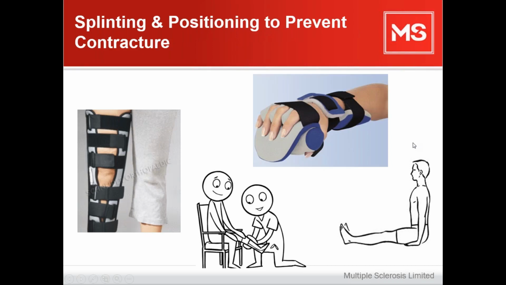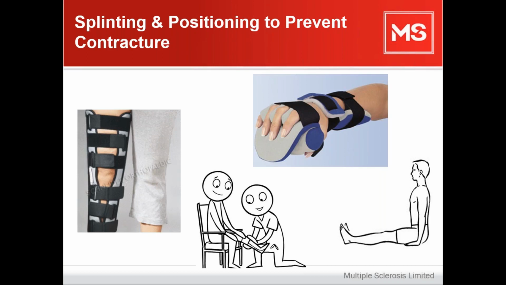I mentioned that, as a physio, I want to prevent muscles getting tight and prevent contracture. One of the ways we can do that is by using splinting and positioning. These are just a few examples of different splinting techniques.